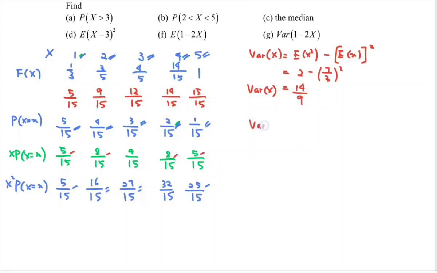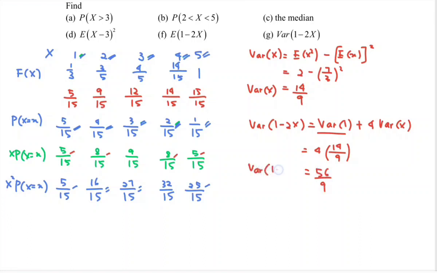Next, variance of 1 minus 2x. So we have the variance of 1, plus 4 variance of x. So here we will obtain 0 for the variance of 1. So meaning that we have 4 multiplied with 14 over 9. So the answer would be 56 over 9 for the variance of 1 minus 2x.